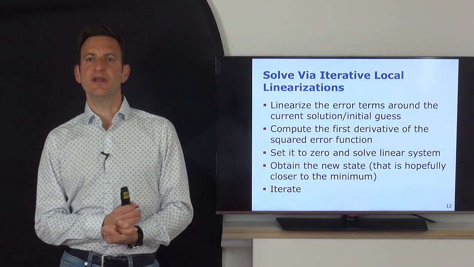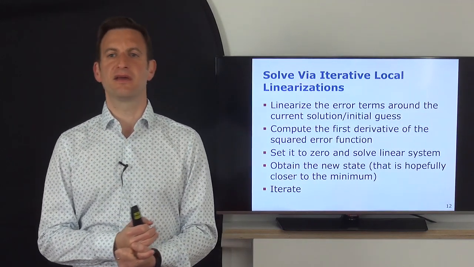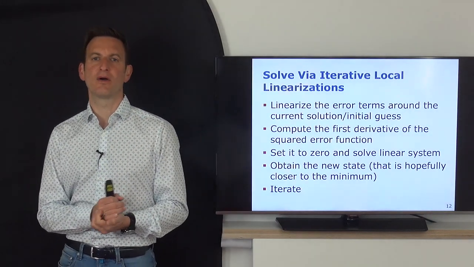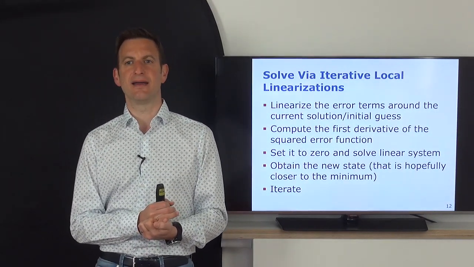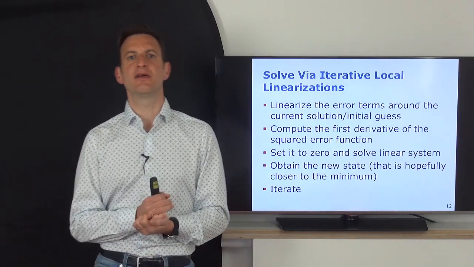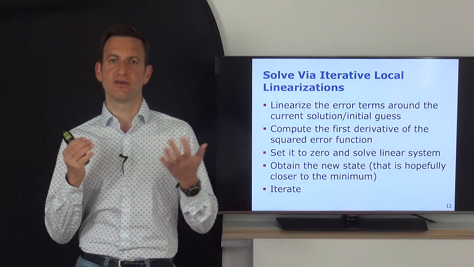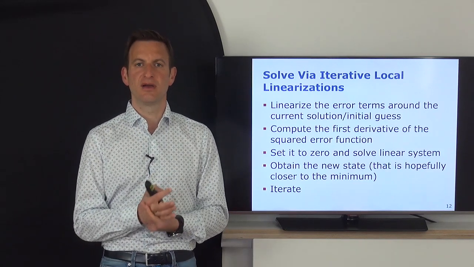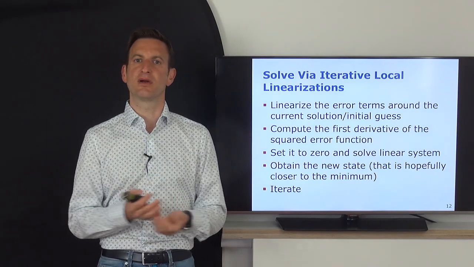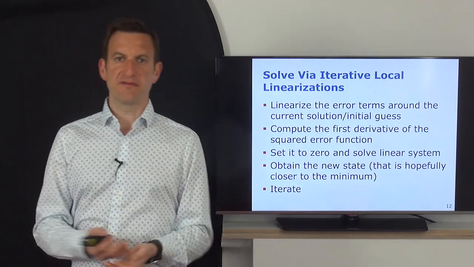Okay, so what do we need to do in order to solve this iterative local linearization? The first thing we need to do is to compute a linearized variant of our vector error function e_i. We assume to have an initial guess, and we need to locally linearize this error function around the solution that we have. Then we take this local linearization, square it, and get our squared error function.